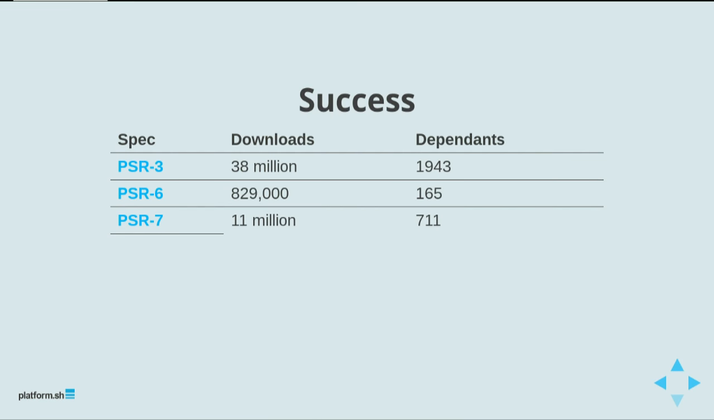According to Packagist, PSR 3 has almost 2,000 packages that depend on it. PSR 6 has 165. PSR 7, over 700 packages depending on PSR 7. And they've been downloaded millions of times. This is also roughly the order in which they were approved. PSR 3 was the first one approved, then 7, then 6. So they're roughly following a similar trajectory. This is, of course, the data from Packagist as of about a week ago.